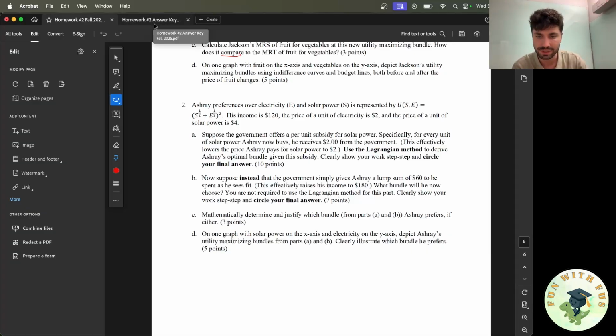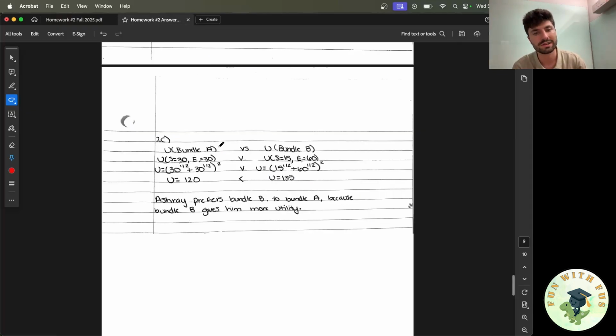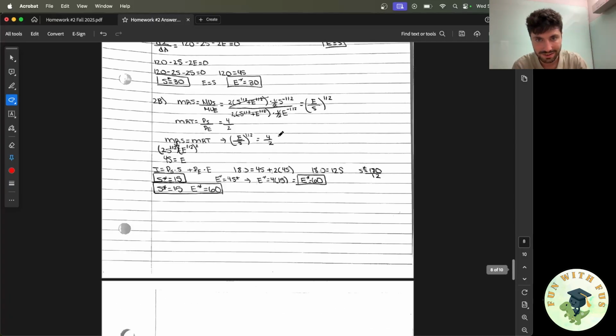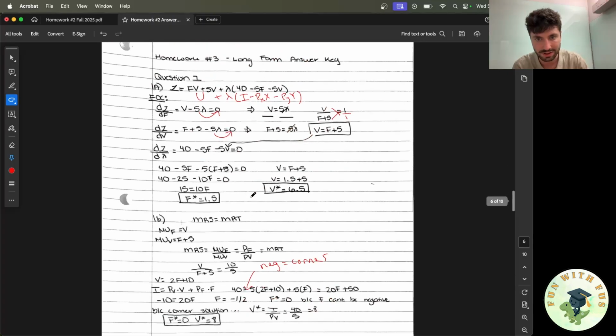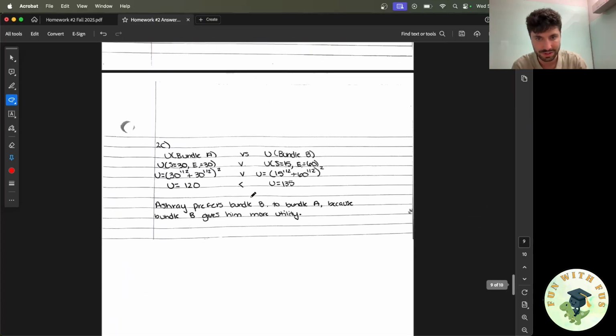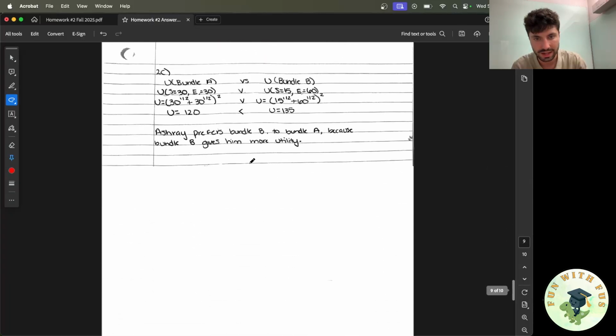Now: mathematically determine and justify which bundle we prefer. This is what I just told you I did up here on number 1, when I calculated the utility for the bundle. That's what it's asking for: literally to find which bundle is preferred. So she goes through that work, plugs in whatever you got from the previous parts, and obviously 120 is smaller than 135, so I would want bundle B.